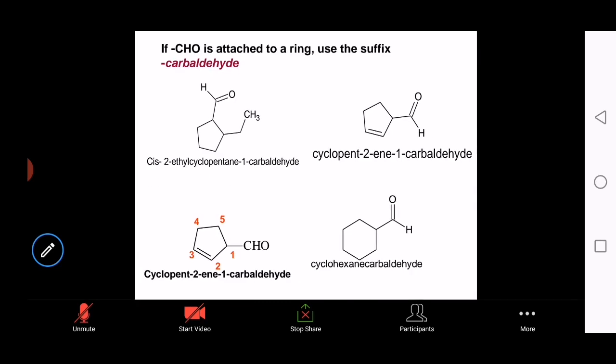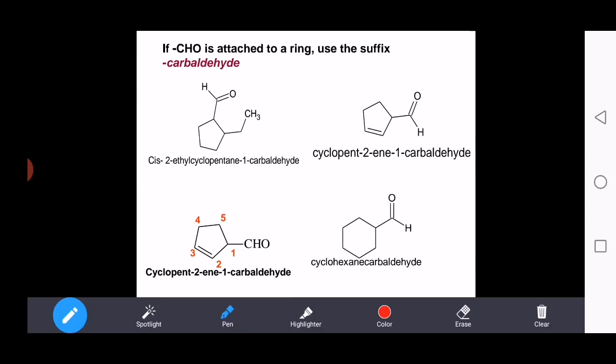And then if C double bond OH is attached to a ring, basically a cyclic structure, use the suffix carbaldehyde. We use carbaldehyde. So for example, cis-2-ethyl cyclopentane 1 carbaldehyde. You can look here. This C double bond OH is directly attached to the cyclopentane. So when it is directly attached, we name it as a carbaldehyde.